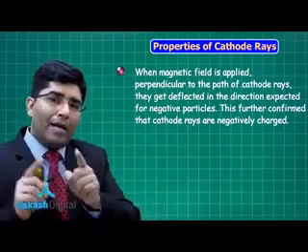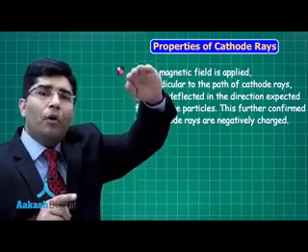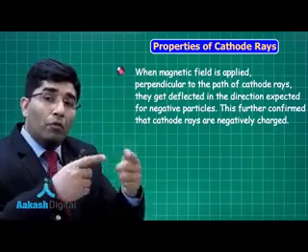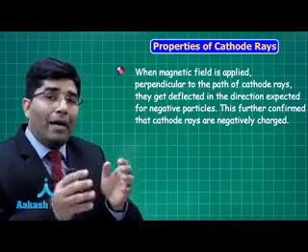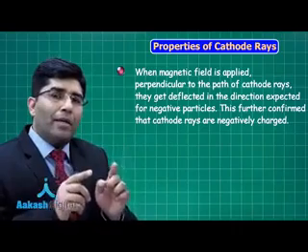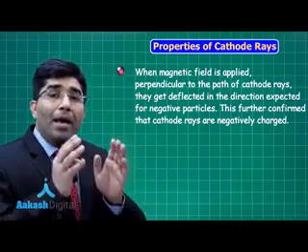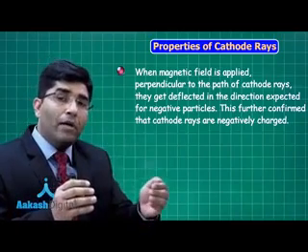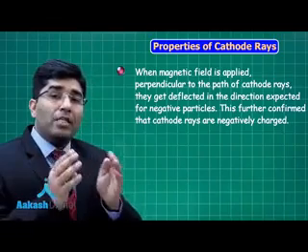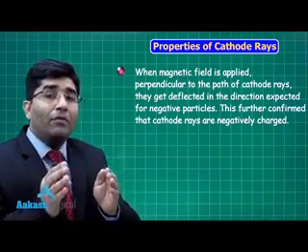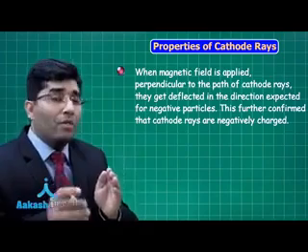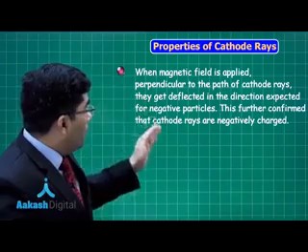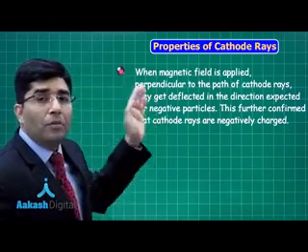In the case of the electric field, they move towards the positive plate. In the magnetic field, they move because a force is applied, and we all know that when any charged particle comes under the influence of a magnetic field, it experiences some force and moves in the direction expected from a negatively charged particle. So this was the confirmation that the cathode rays are composed of negatively charged particles.